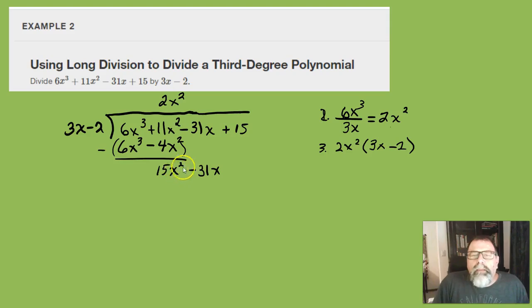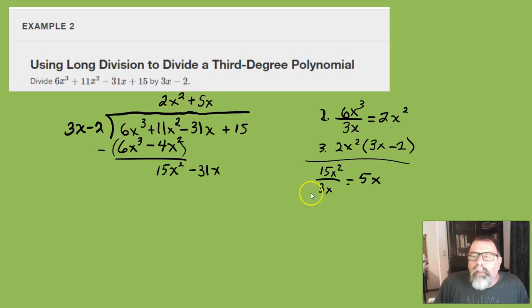All right, so again, first term inside, 15x squared, divided by 3x. So 15 divided by 3 is 5. X squared divided by x is just x. So we're going to do plus 5x. And notice I'm putting it above the x column. So x squared, x, constant.